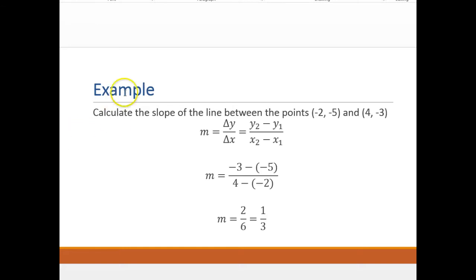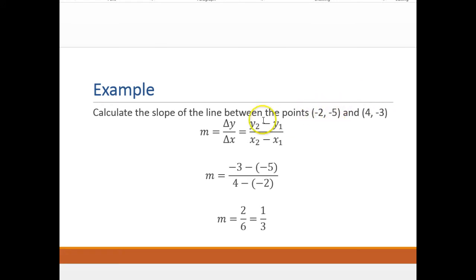A simple example is to calculate the slope of the line between the points (-2, -5) and (4, -3). We simply have to pick which one of these we want to be our first point and which one we want to be our second point. It actually does not matter. We just have to stay consistent. So we will let (4, -3) be our second point, and (-2, -5) be our first point.